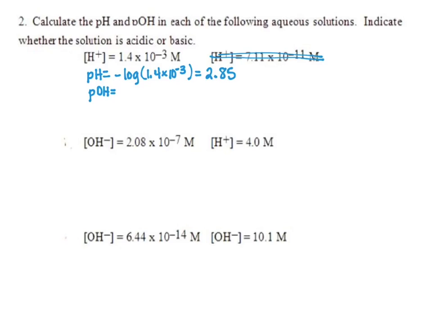And then what would the pOH be? 11.15. And you could either use OH times H plus is equal to KW to get that, or you could do pH plus pOH is equal to 14. And what type of solution is it? Acidic or basic or neutral? Acidic.